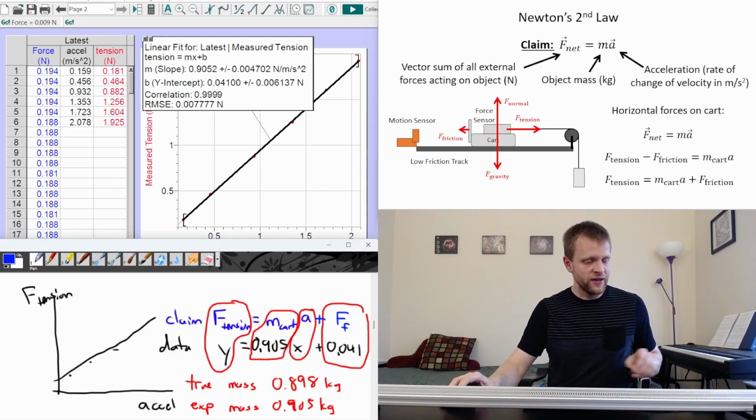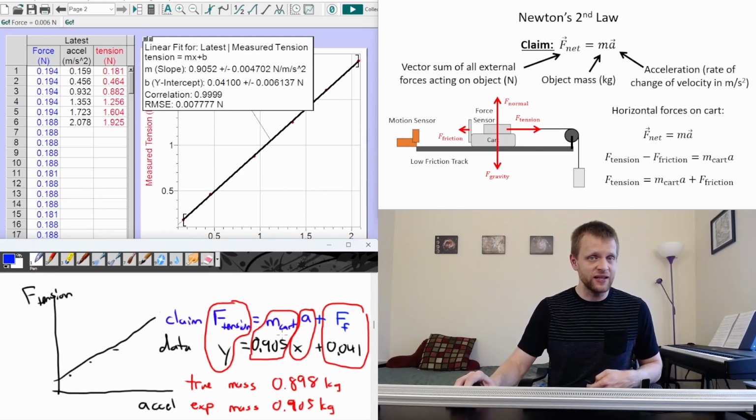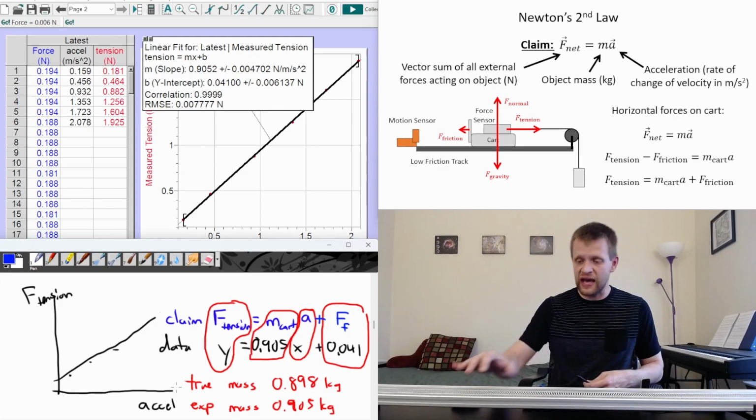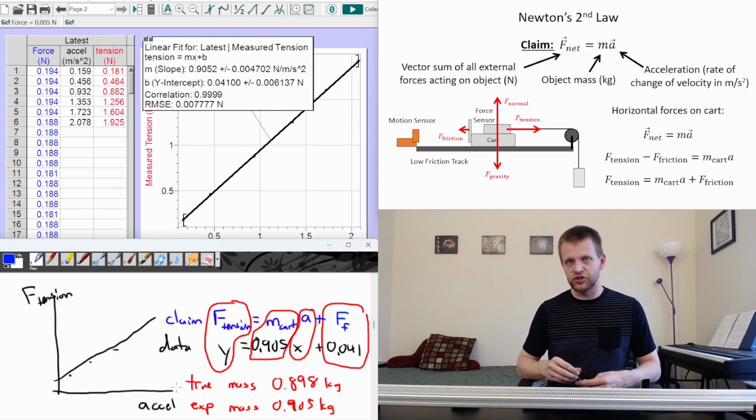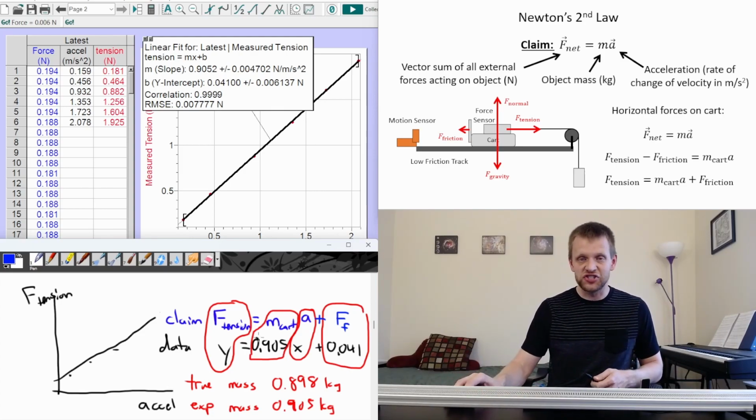Notice in this case, the fact that we introduced some friction doesn't actually affect anything about how we measure the mass of the cart. We still get that when we generate this tension versus acceleration graph, the mass of the cart stays the same. We could have a huge amount of friction on this track, and we'd still be able to use this exact same method to get the mass of the cart to a reasonably high accuracy.